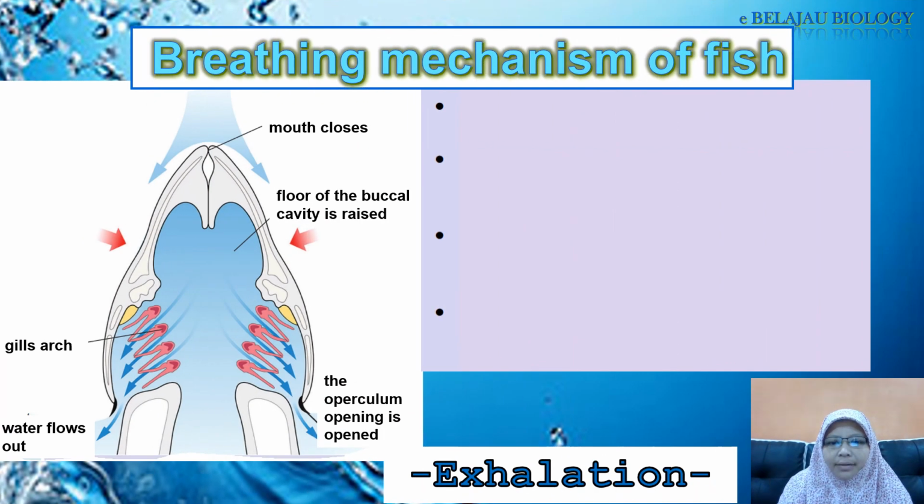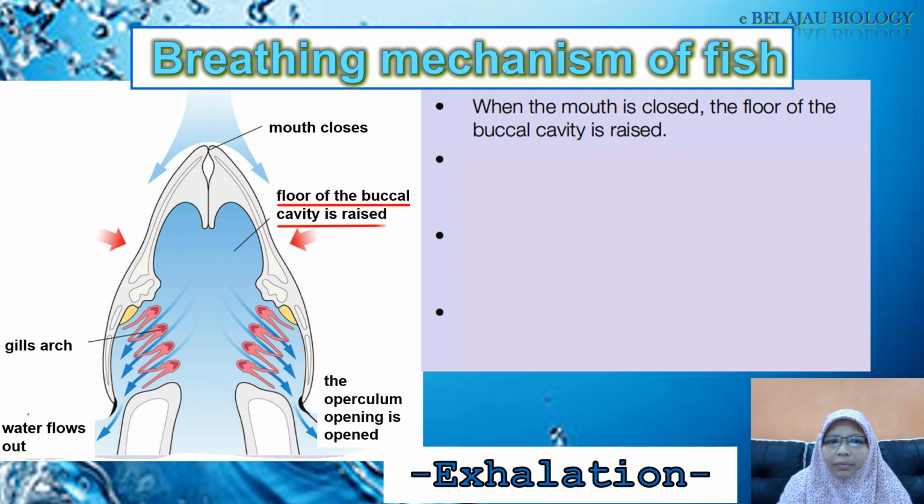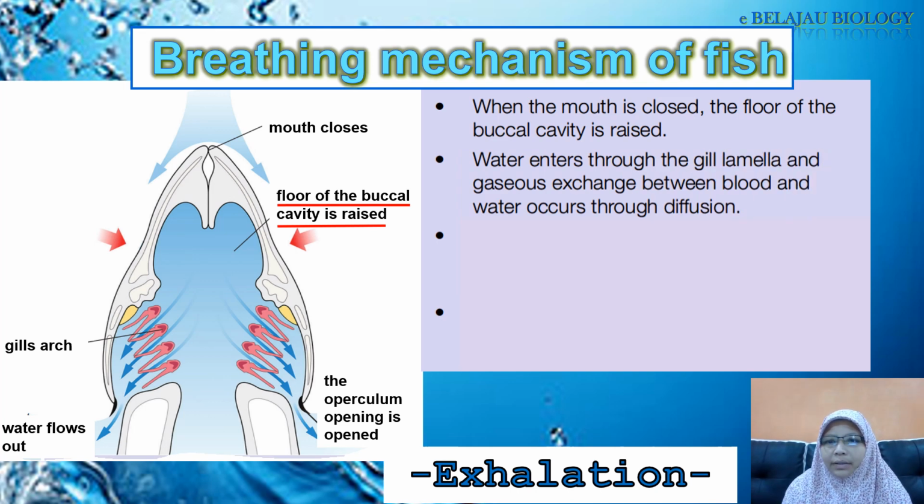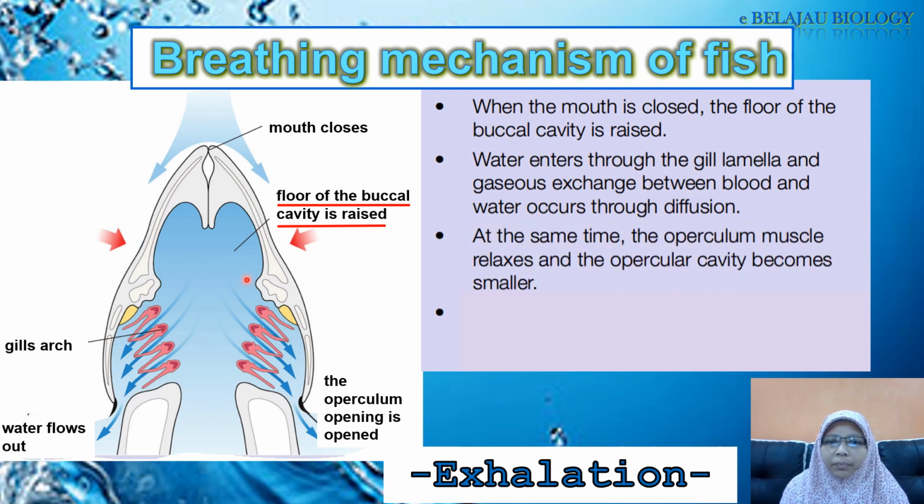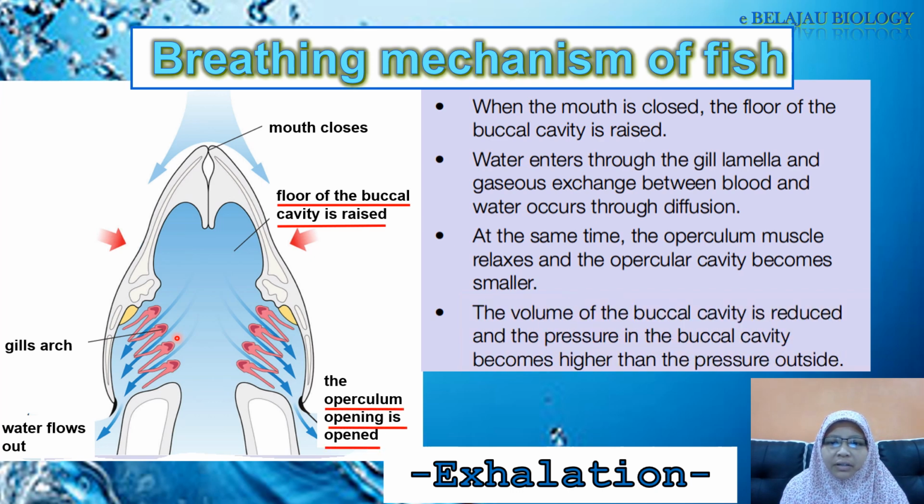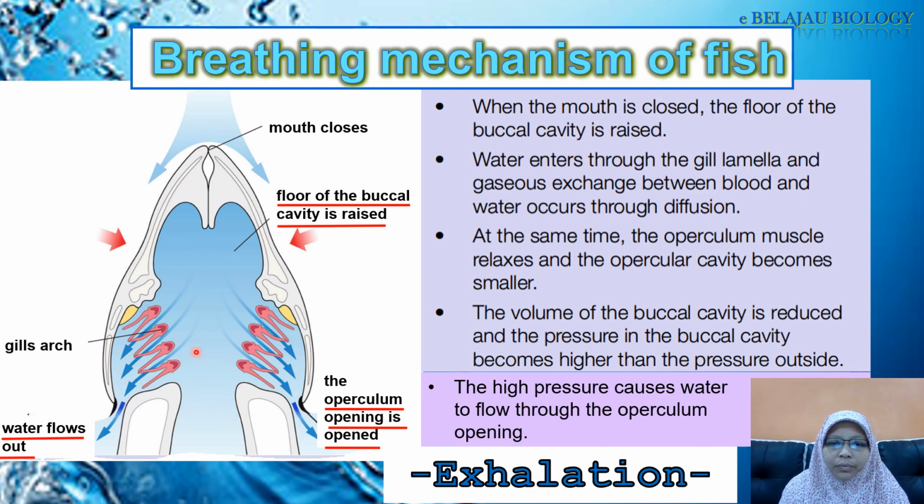While during exhalation, when the mouth is closed, the floor of the buccal cavity is raised. Water enters the gill lamella and gases exchange between blood and water occurs through diffusion. At the same time, the opercular muscle relaxes and the opercular cavity becomes smaller. The volume of the buccal cavity is reduced and the pressure in the buccal cavity becomes higher than pressure outside. So, the higher pressure will cause water to flow through the operculum opening on the left and right.